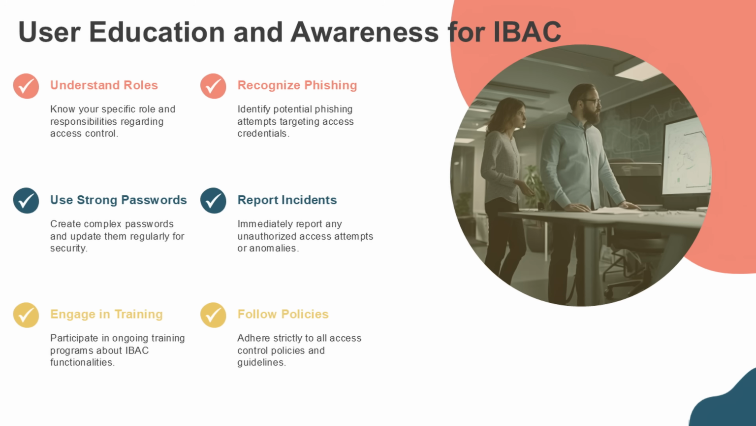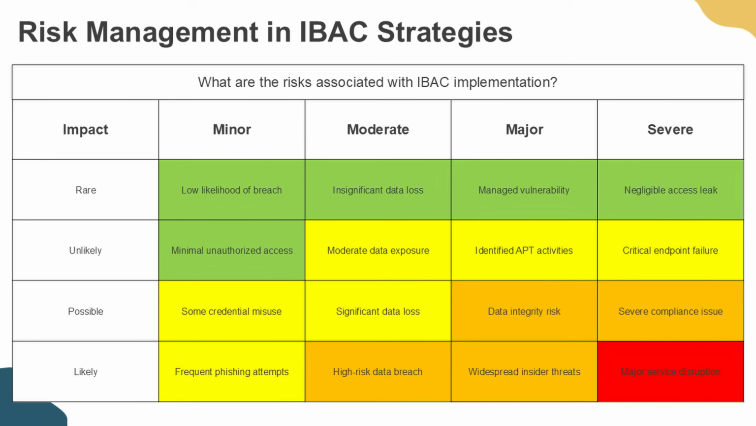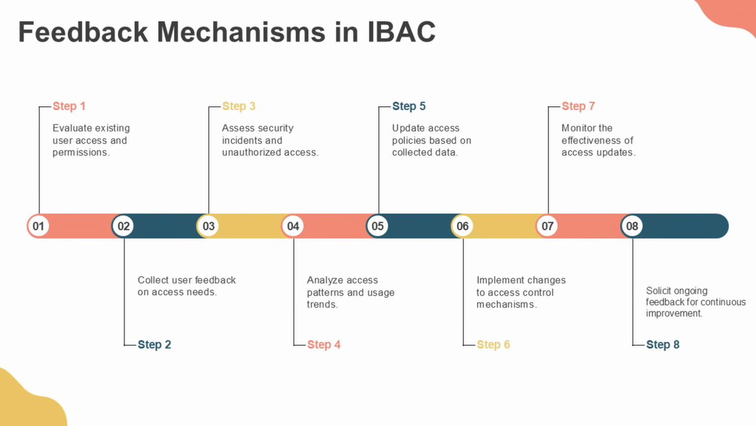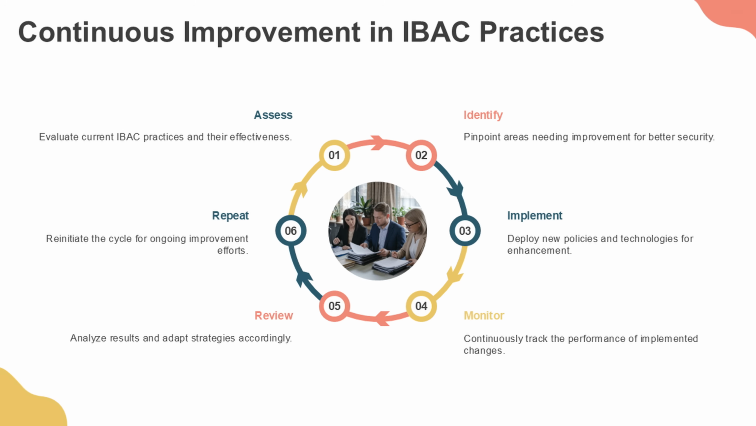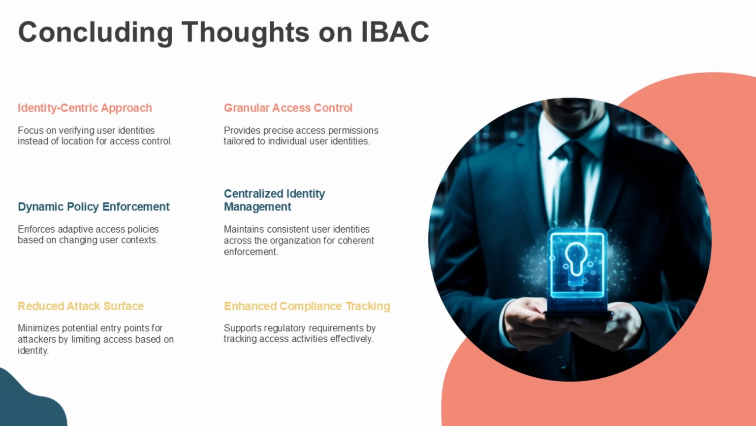IBAC represents an evolution from earlier security models that relied on perimeter defenses or broad role-based permissions. Its focus on individual identity verification and contextual access decisions makes it particularly well-suited for securing modern digital environments where traditional boundaries have become increasingly blurred. When implemented as part of a comprehensive security strategy, IBAC helps organizations maintain the delicate balance between security and accessibility, ensuring that legitimate users can access the resources they need. In contrast, unauthorized access attempts are effectively blocked.